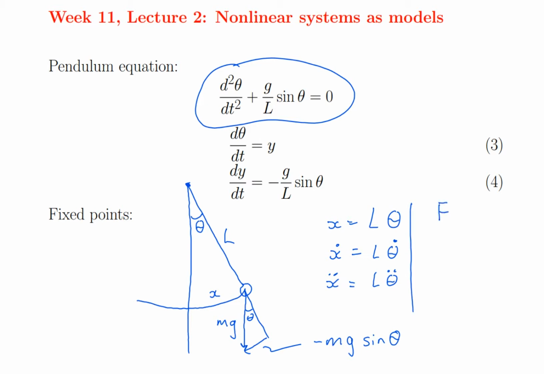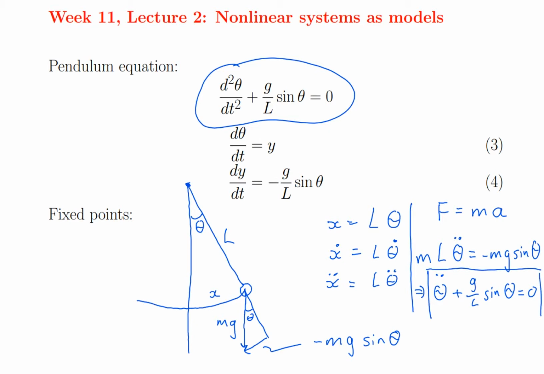Then I use Newton's second law, force equals mass times acceleration. So mass times acceleration, which is x double dot, which is L theta double dot. Mass times acceleration is equal to force, which is minus mg sine theta. Simplify that, I get theta double dot plus g over L sine theta equals 0. That's the pendulum equation. Analyze the forces. Write down the differential equation. g and L are just constant parameters.